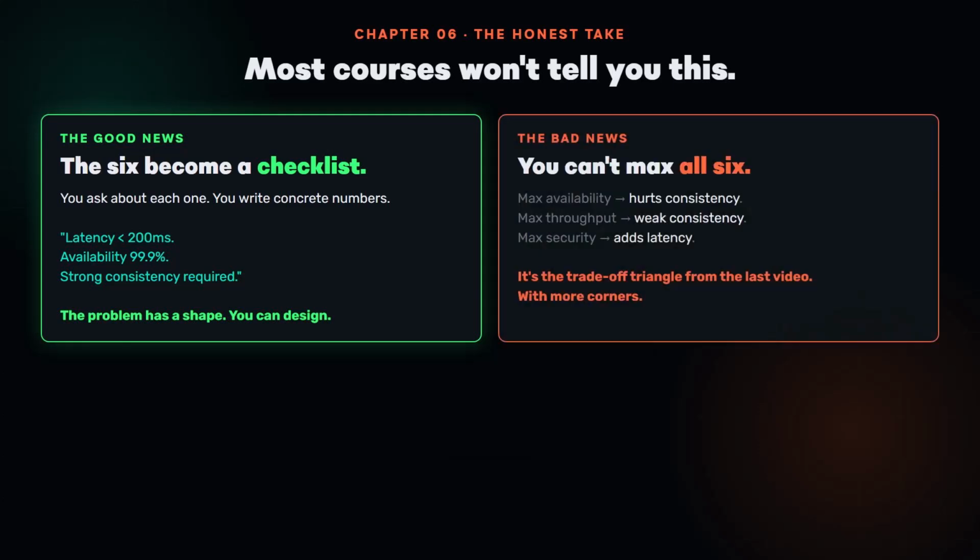The bad news: you can't optimize for all 6 at once. Maximum availability means duplicating data across regions, which hurts consistency. Maximum throughput often means giving up strong consistency. Maximum security adds latency. This is the trade-off triangle from the last video. With more corners, every real-world system picks 2 or 3 of these to prioritize and explicitly accepts weaker guarantees on the others. So here is the rule.